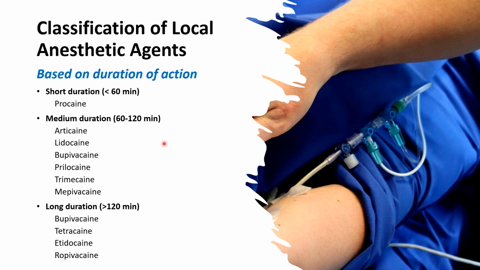Local anesthetics can further be classified based on their duration of action. For example, procaine has the shortest duration of action, less than 60 minutes or 1 hour. Articaine, lidocaine, prilocaine, and trimecaine have medium duration, around 60 to 120 minutes. Bupivacaine, tetracaine, etidocaine, and ropivacaine possess long durations, that is more than 120 minutes.